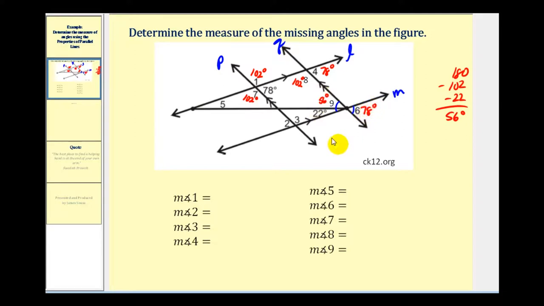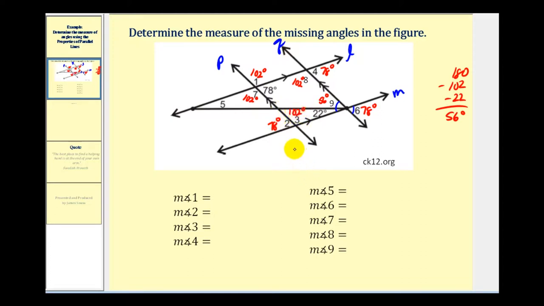Let's see what else we have. Taking a look at angle 2 and angle 7, those are same side or consecutive interior angles, which again must be supplementary. So if this is 102 degrees, angle 2 must be 78 degrees. And then angle 2 and angle 3 form a linear pair, so this would be 102 degrees.